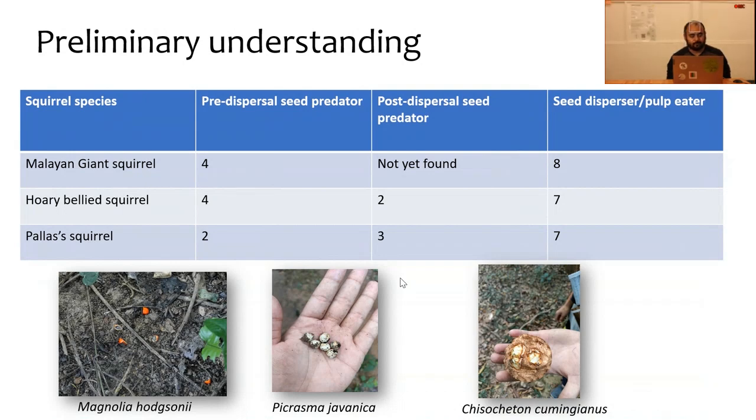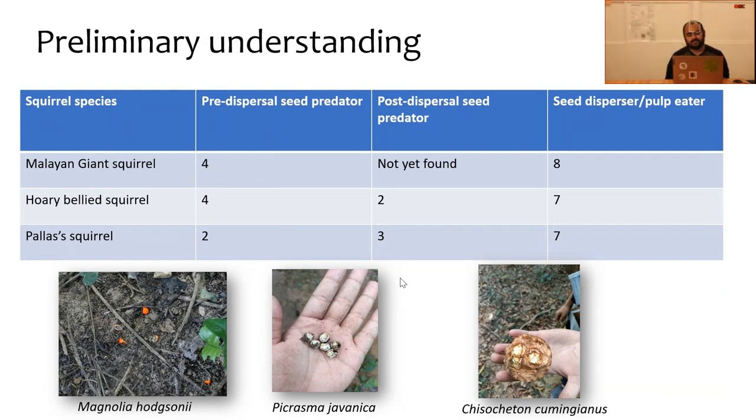You see those three squirrels, they are eating the pulp of more than seven or eight species. They are also a very important pre-dispersal seed predator, which has already been studied. Now what do you mean by pre-dispersal, post-dispersal and seed dispersal? Pre-dispersal seed predator is basically when they eat the raw fruits, which are not ripe.